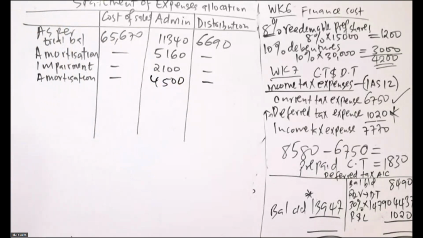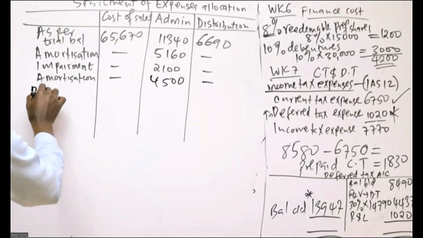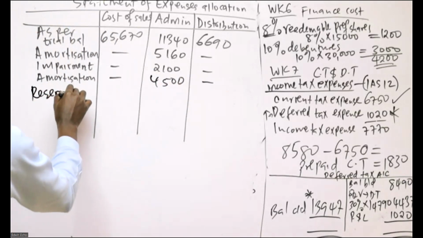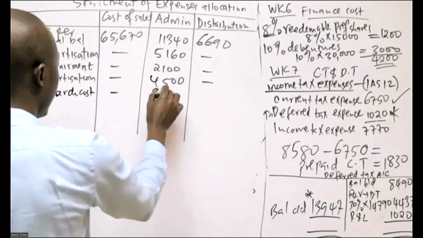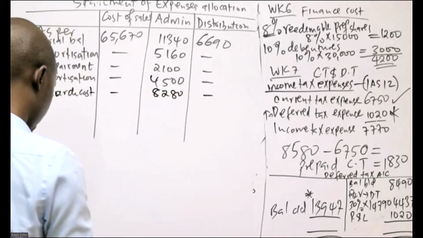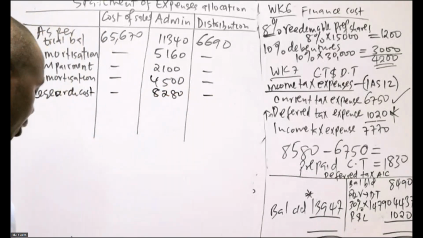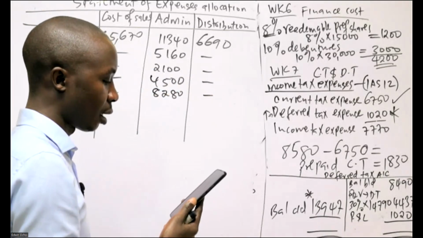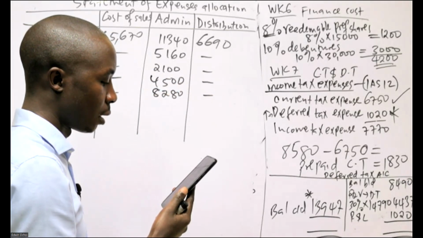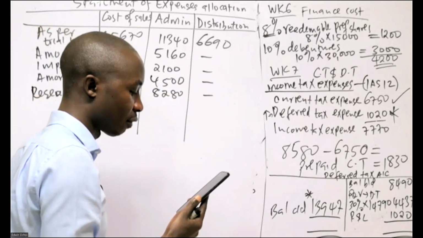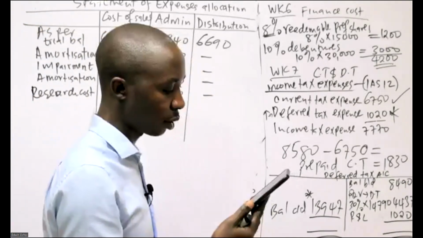Then after that, there was research cost. The research cost was 8280. Is there another expense remaining here? Note 3, the depreciations have already been provided for. I don't have to record them again.